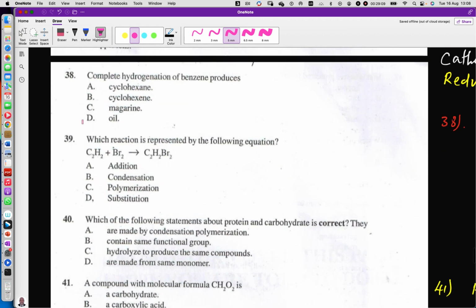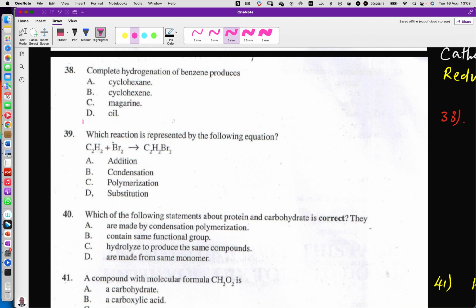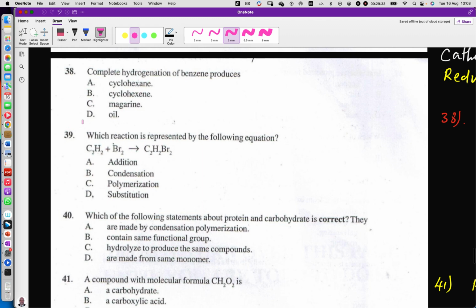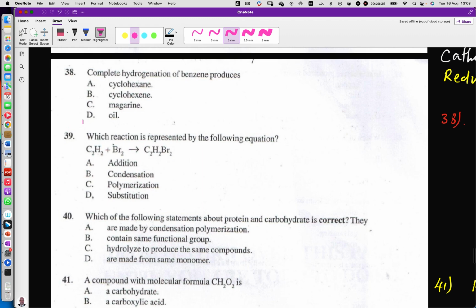Question number 38. Complete hydrogenation of benzene produces cyclohexane, margarine, and oil. Hydrogenation is, in organic chemistry, the addition of hydrogen into a double bond.